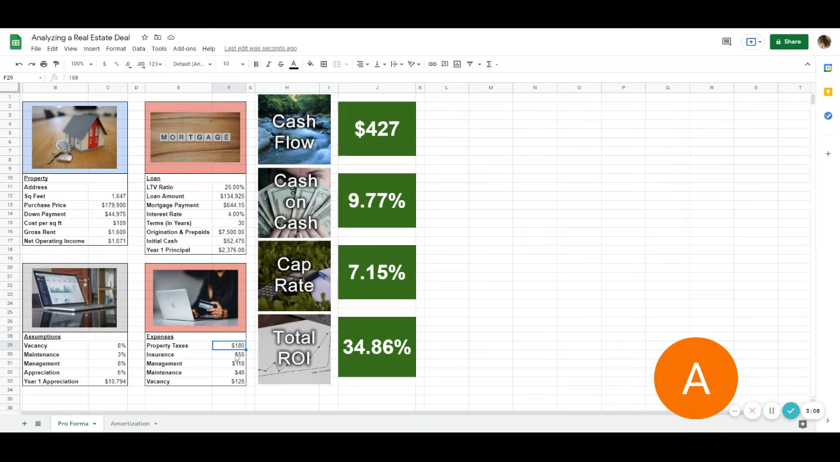So going into the numbers, you'll also get in your good faith estimate an estimated property tax, and you can get a quote from an insurance agent to get your insurance numbers. Now, the other expenses you'll have on your property, your management, your maintenance, and your vacancy, are going to come from your assumptions that are over here.